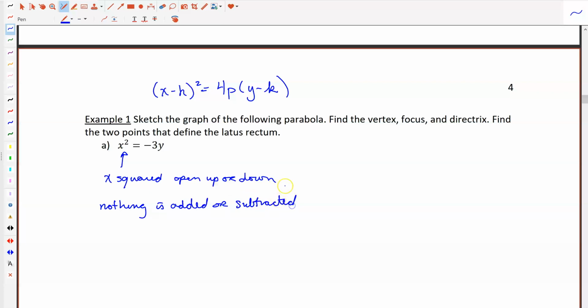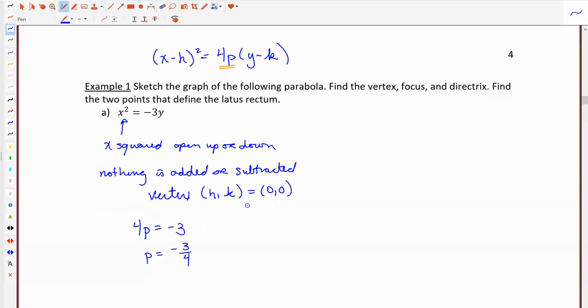Okay, so if I think about those as being translations, this is not moving from the origin, all right? So its vertex (h, k) is going to be at (0, 0). Whatever is sitting opposite the square term, in front of the variable on the other side, in this case y, is where you're going to find the value equivalent to 4p. For this particular problem, 4p is equal to -3. Solving for p, we get p is equal to -3/4.